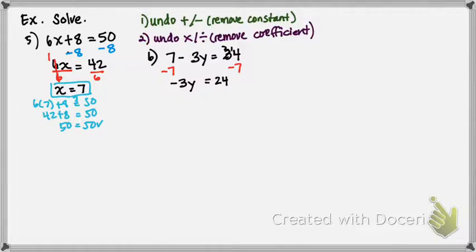So then we undo, let's see, using our division. Oh, I did my colors wrong, didn't I? Dang nabbit. All right, I'm just going to cheat. Blue. Now it's red. And we're going to divide both sides by negative 3. So we get y equals negative 8.